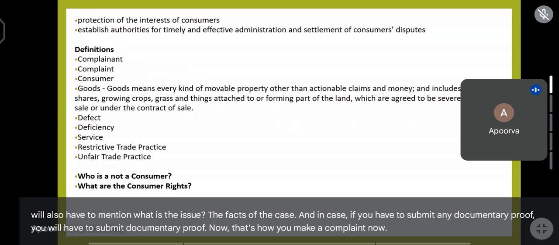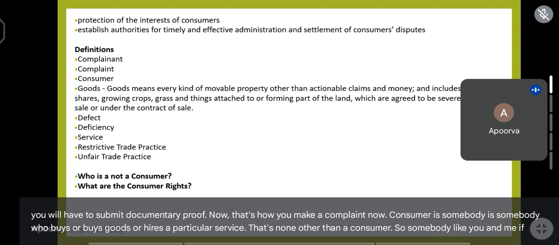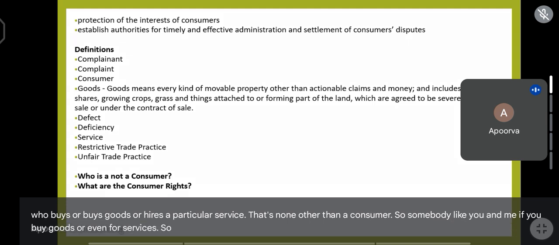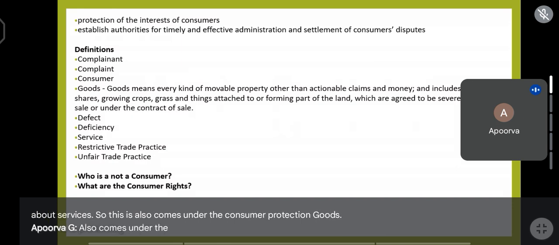Now, a consumer is somebody who buys goods or hires a particular service. That's none other than a consumer. So somebody like you and me, if you buy goods or even services. So for the entire chapter, you should always talk about goods, and you will always have to talk about services. Services also come under consumer protection. Goods also come under consumer protection.